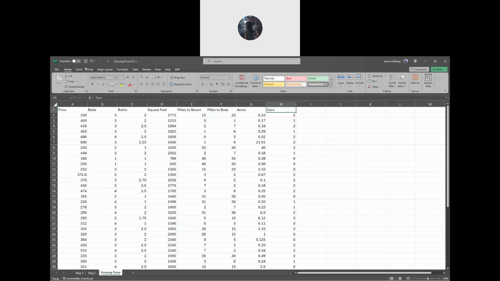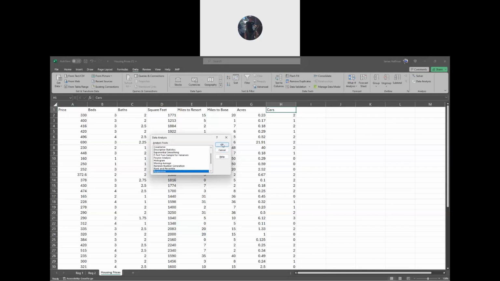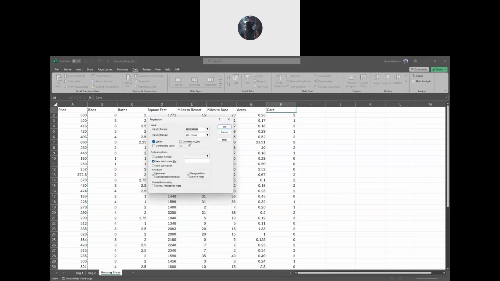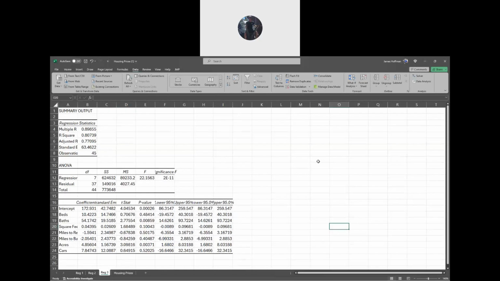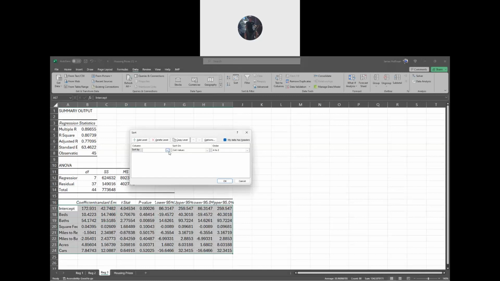Okay, so I'll do it again. Pink cloud, right? Data analysis, regression. This is now H, A1 to A46 and B1 to H46. Okay. As long as we get to the same one, it doesn't really matter how you get there, but let's do it again. Sort these, or I'll make it bigger for you. Sort these by tstat.